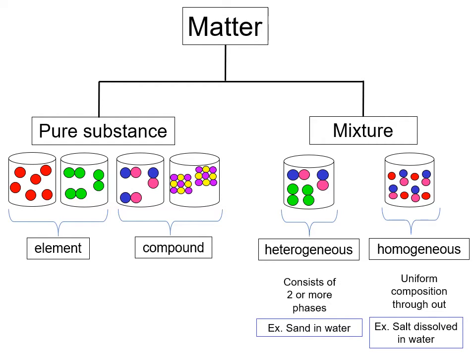When salt is dissolved in water, it's homogeneous throughout, it's uniform throughout, and you can't really see the salt particles because they're dissolved in there. Another word for a homogeneous mixture is solution. Okay, so the word solution doesn't necessarily have to be used for a liquid. It can be used for solid, liquid, or gas.